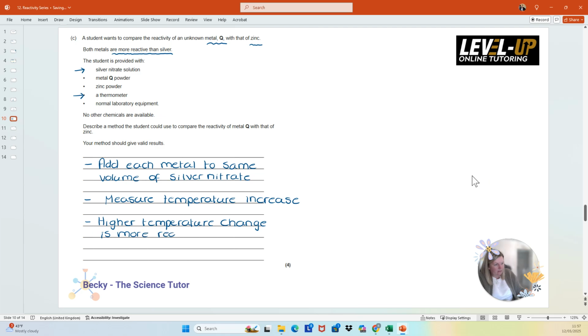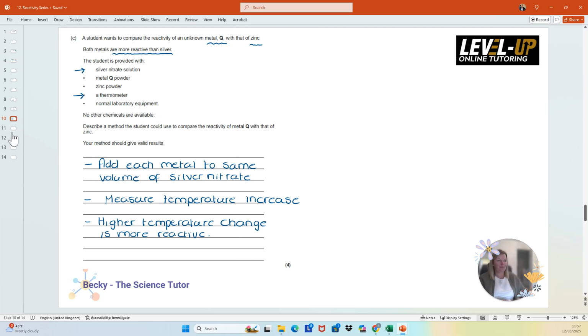Okay, and in terms of marks, it's 1 mark for identifying that we're going to add each metal, so we've got to react them both. Second mark is that we're going to add them to the same volume of silver nitrate, because if we use a different volume or we use a different mass of the powder, we're not going to have a fair test. Third mark is for identifying we're going to measure the temperature increase, and then the final mark is for identifying that a higher temperature change means that it is more reactive.